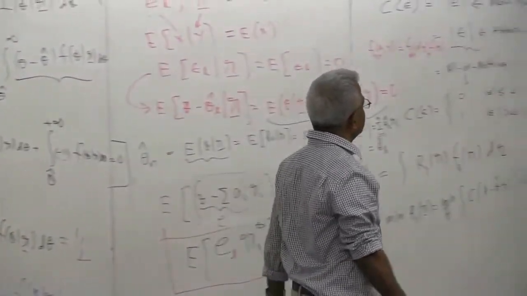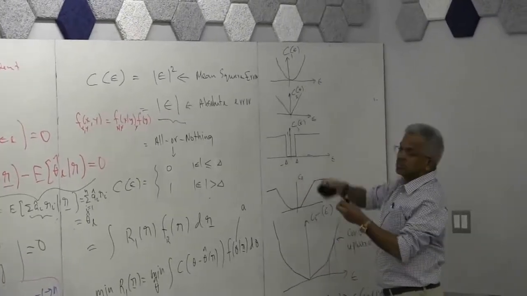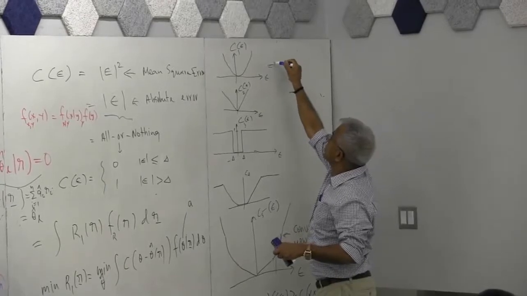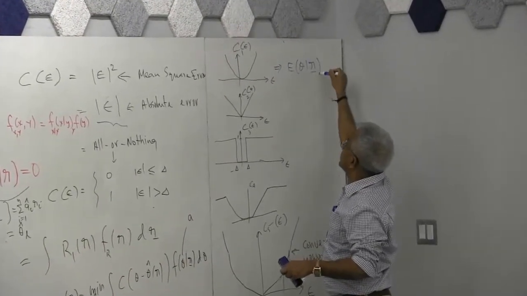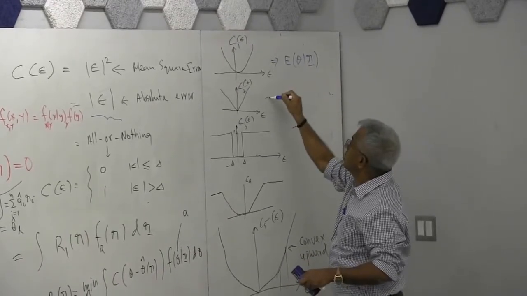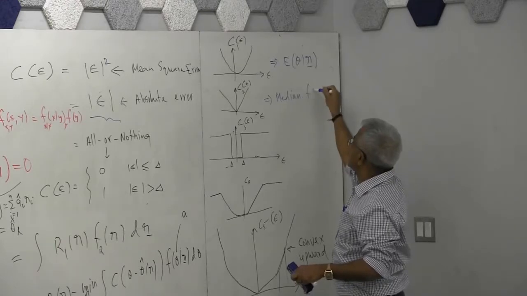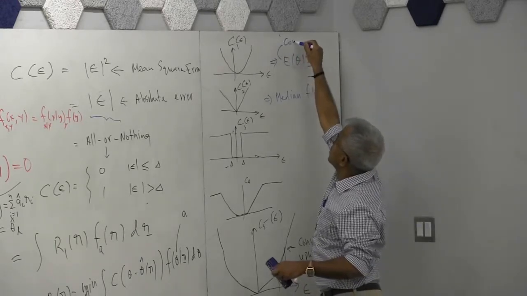So let me summarize here. This means we know the result, right? So under the quadratic criterion, the best estimator is the expected value of theta given the data. That's the mean. If you use this, it is the median of the density function. So this is of course the conditional mean.